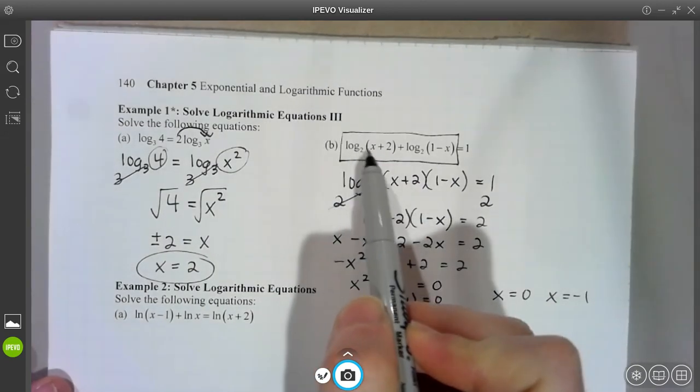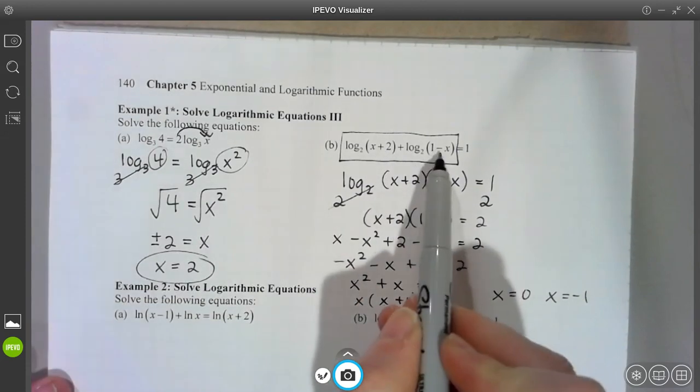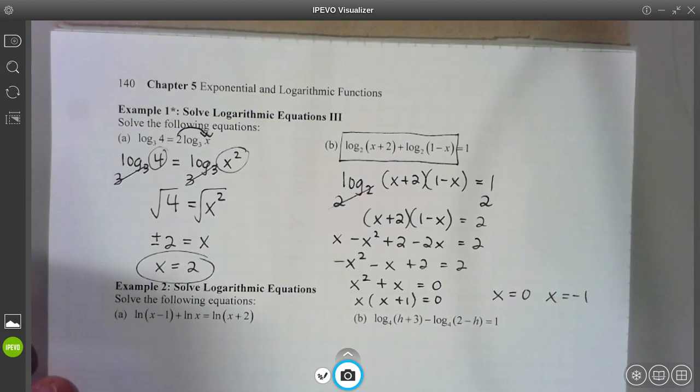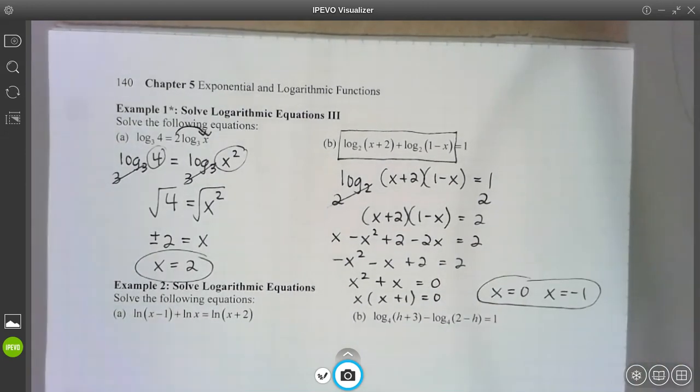Negative 1. Log base 2 of negative 1 plus 2 would be positive 1. It's okay. 1 subtract negative 1 would be 2. So both of these are perfectly acceptable answers, and you end up with 2 solutions to this logarithmic equation.